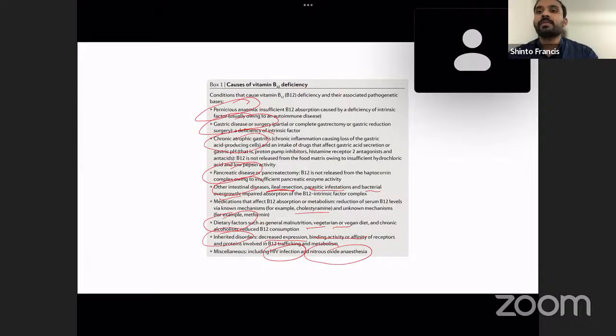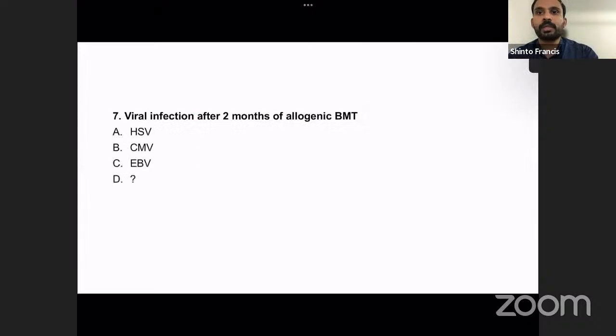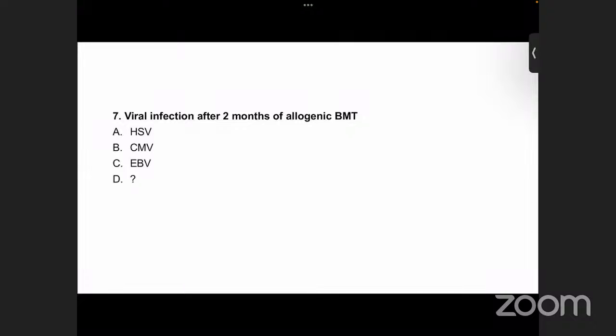Okay. So moving on, we have a question of viral infection after 2 months of allogeneic BMT. So bone marrow transplantation is this topic, and we know that they're asking questions from it. Here they're asking about post-transplant infections, which might have been discussed by the infectious disease faculty also.